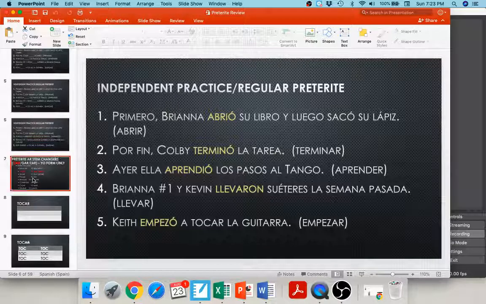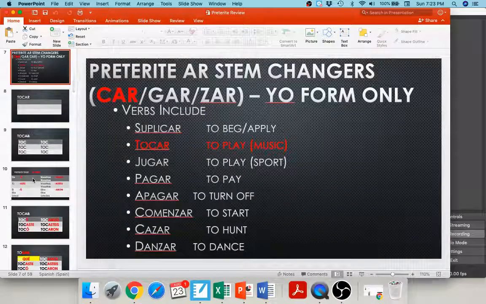Okay, I want to talk to you next about some irregular yo verbs in the preterite tense. And there are a variety of irregular yo verbs, but we've sort of nicknamed these as car, gar, or zar verbs. And we're going to begin by talking about car verbs. This is not a comprehensive list, but these are some of the most commonly used car, gar, zar verbs that you see in the Spanish language.